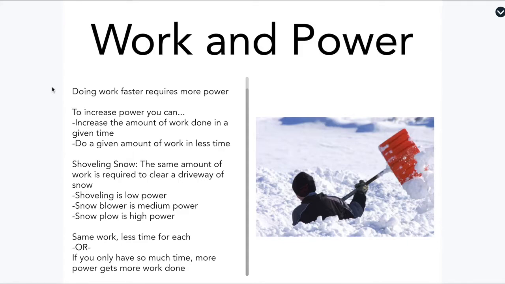So what that means is the same amount of work is going to be required no matter how long it takes you to clear the driveway. So there are 3 ways you could approach clearing the driveway. You could shovel, and shovel is going to be low power because it's going to take the most amount of time. A snow blower is going to be medium power because you are doing the same amount of work in less time. The snowplow, if you've got a snowplow, is going to be high power because you are doing the same amount of work. You're clearing the same amount of snow, but you're doing it in the least time. So as we decrease the time involved, the power goes up and up and up.